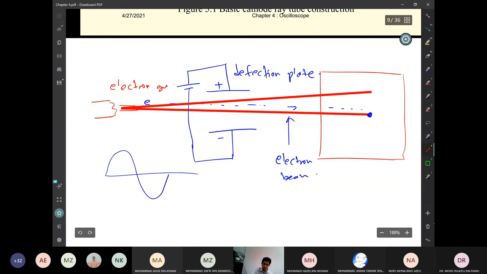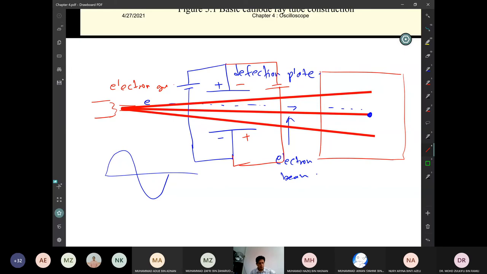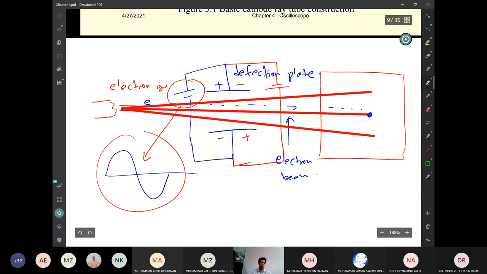Or if you apply a negative voltage, mesti ke bawah. If you apply negative, the electron beam will deflect ke bawah lah. So this is by using apa benda ni? A fake DC supply. So when you replace the fake DC supply with a sine wave lah. So this power supply you replace dengan a sine wave like this. Apa yang akan jadi? So the electron beam will deflect up and down.